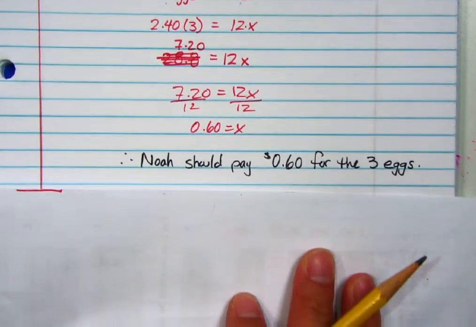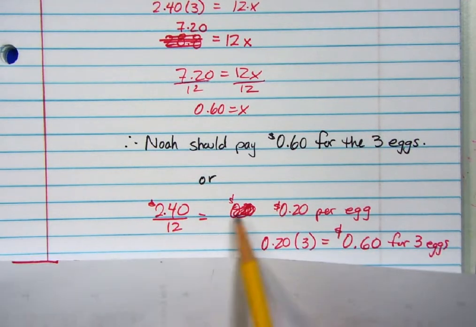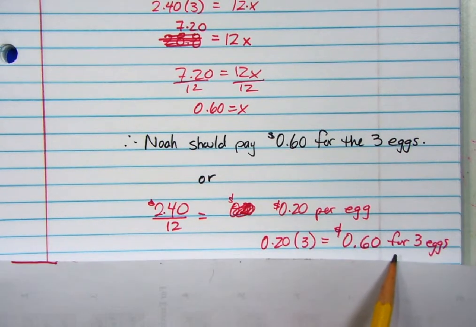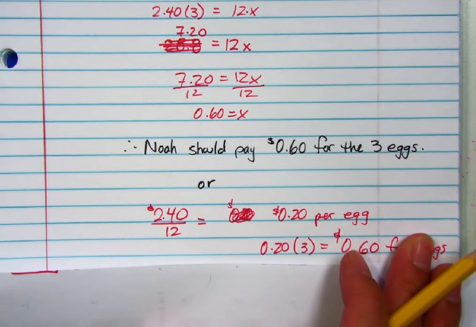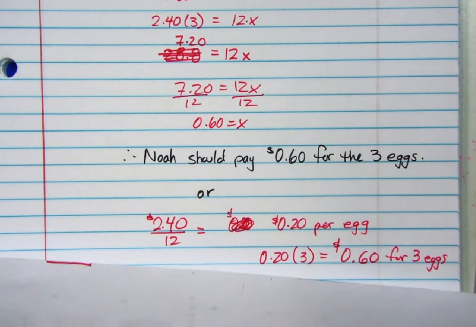However, I want to show you there's a second way I could have done this problem. I could have found the unit rate. 240 divided by 12, that means it's 20 cents per egg. And if you need 3 eggs, then you just multiply it by 3. It's really what you're doing here anyway, but I'll show you what that looks like a little later. But anyway, just want to let you know that's how we set that problem up.